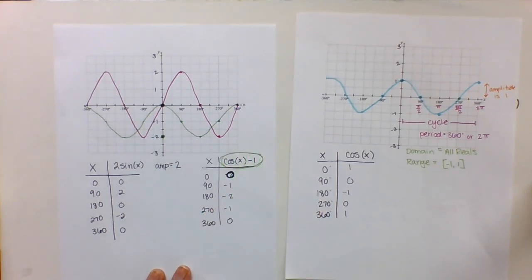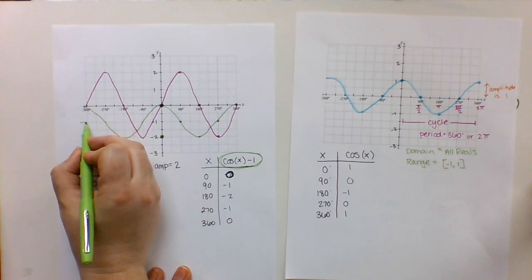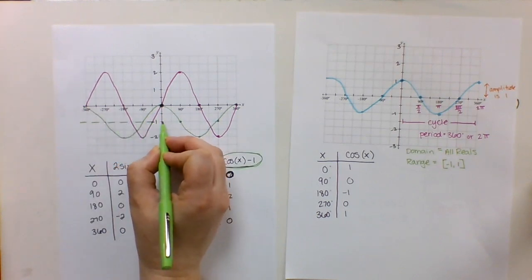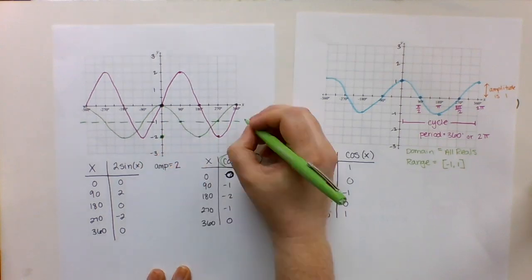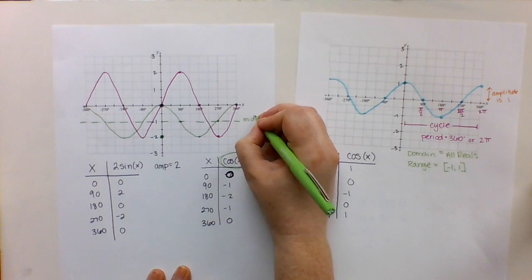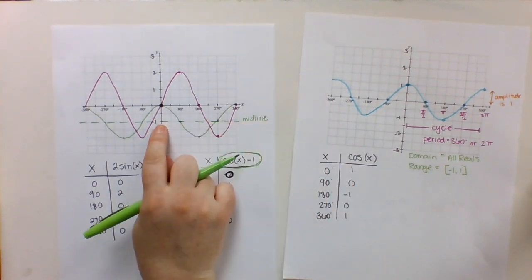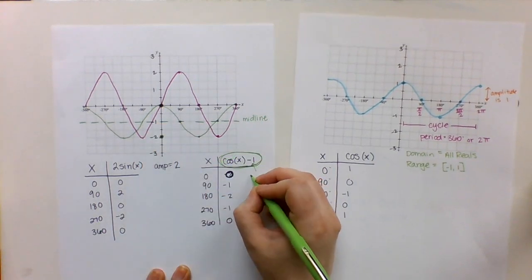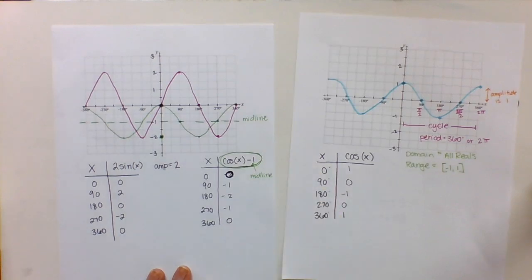So what happened is that the whole graph got moved down. So the middle of the graph, or what I like to call the midline, is now right here. This is exactly halfway between the maximum and the minimum. So I'll write midline next to that. And that midline is occurring at the line y equals -1. So this right here is where the middle or the midline of your graph is going to occur.